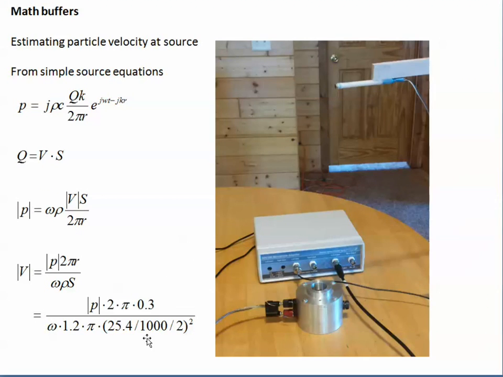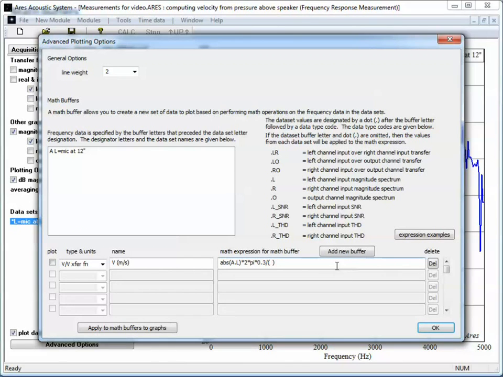Go back to the slide. So we've got omega times density times the surface area. So W for omega times 1.2 for the density. Now we need the surface area, times pi times the radius squared. I know the diameter is 25.4 millimeters. Divide that by 1,000 to get meters. Divide that by 2 to get a radius. And then I'm going to use the power operator and square it. And that should be our function.